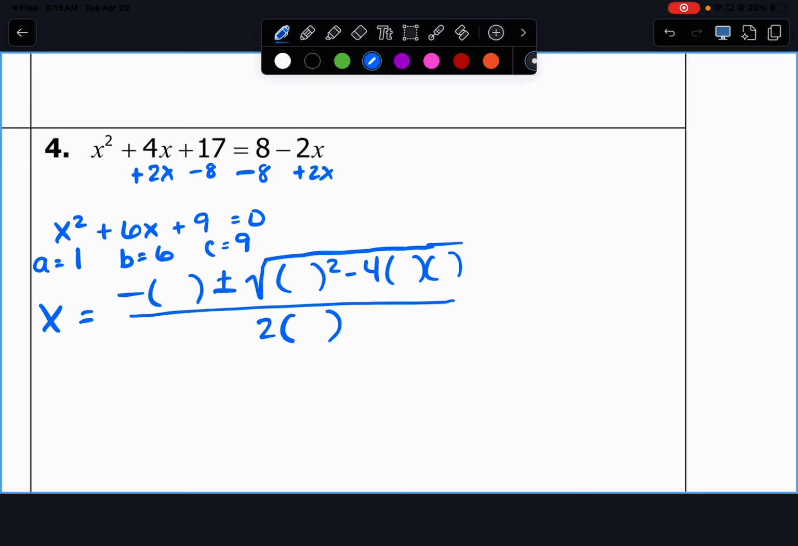Molly, did you listen to that song last night? Is that how you know? Oh my god, it's so funny. Oh, there is a quadratic formula rap too.